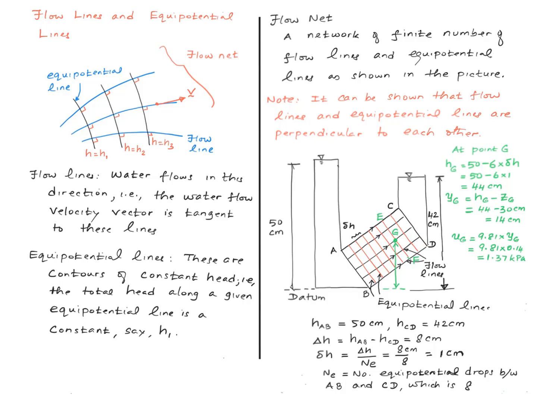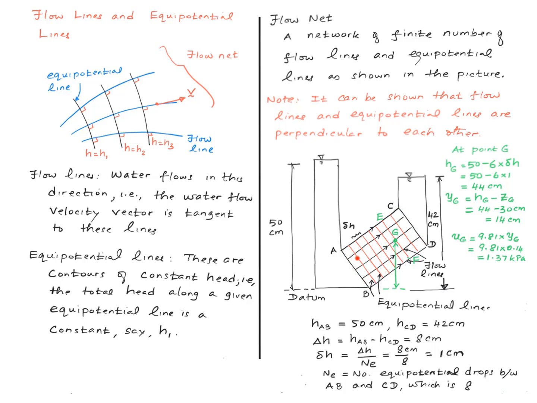So using the principles we've talked about so far, you can very easily see that the total head is constant on this face, and it is equal to 50 centimeters, which is this distance right here. And similarly, the total head is constant on this face, and it is equal to 42 centimeters. And it can be shown that the total head will vary linearly between this face and this face.